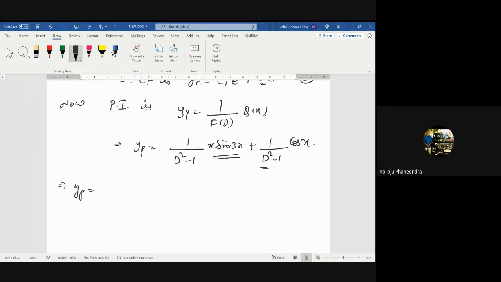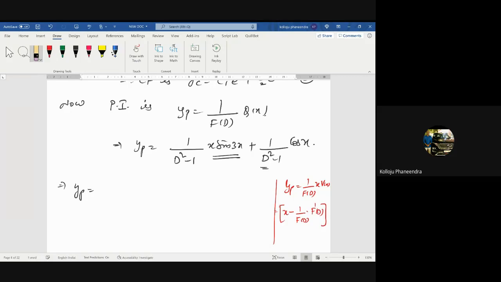Coming to this one. What is the model here? yp equal to 1 by f of D into, what is the model? X into V of x. I already told you, x into V of x model. There are two ways we can solve. One is the formula. What is the formula? If you remember, that's okay. 1 by f of D into f dash D.